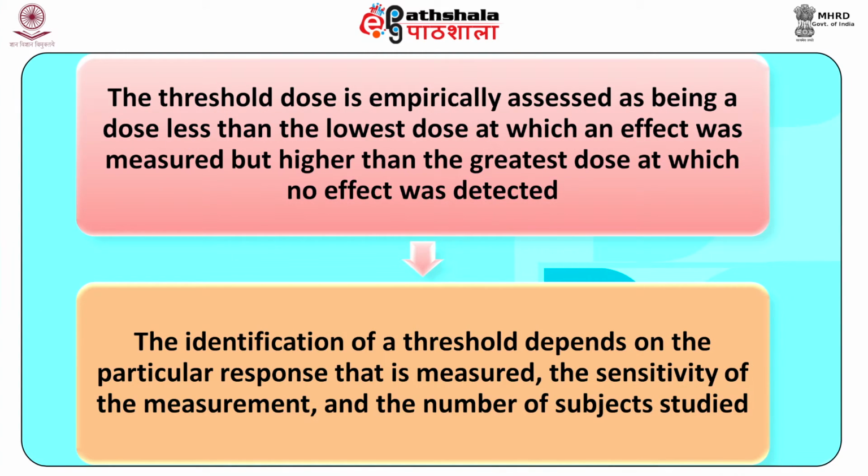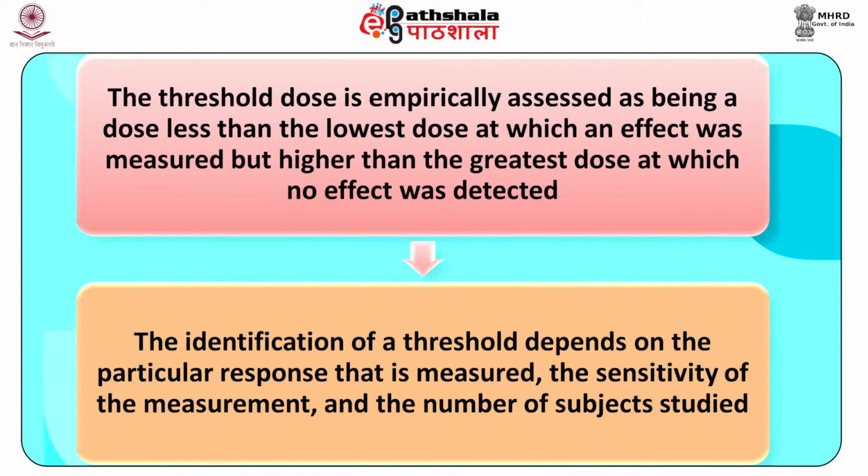The threshold dose is often empirically assessed as being a dose less than the lowest dose at which an effect was measured, but higher than the greatest dose at which no effect was detected. It has long been recognized that acute toxicological responses are associated with thresholds. That is, there is some dose below which the probability of an individual responding is 0.